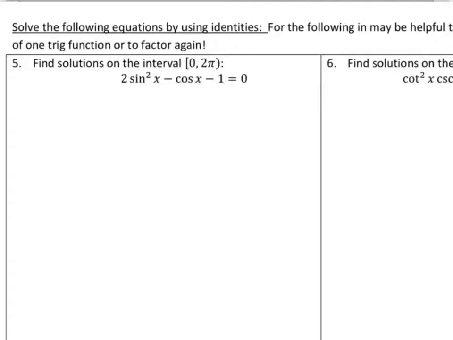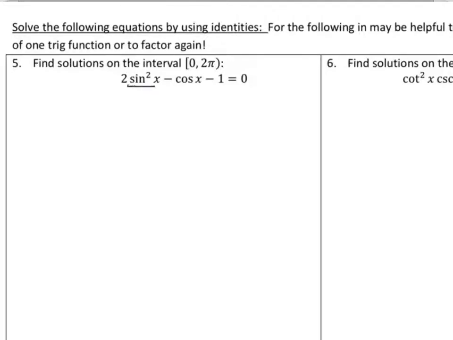Alright, gonna finish up with two more examples. The first one will be number 5 from our 5.3 worksheet, where we have to solve by using identities. And looking at this equation to start, not too much we can do right now since the identities don't match. We can't isolate sine or cosine, and we can't just factor the way it is. So we want to try to get the same trig function.